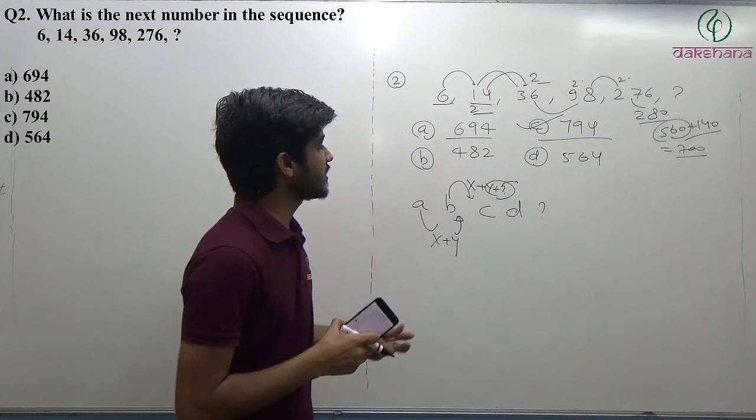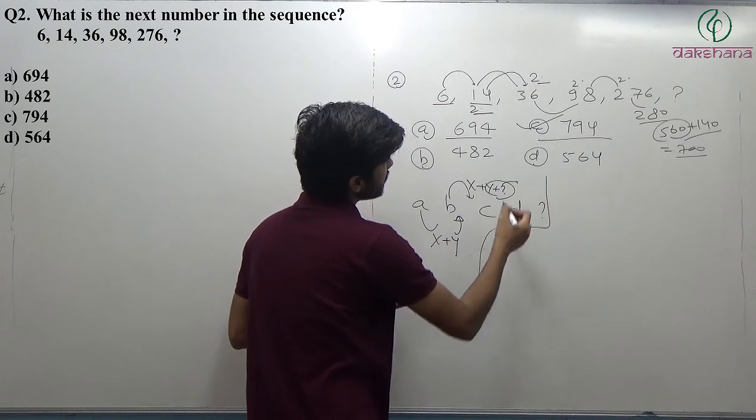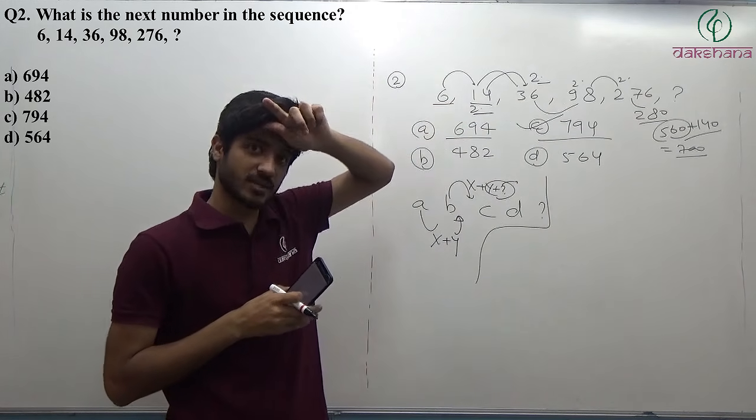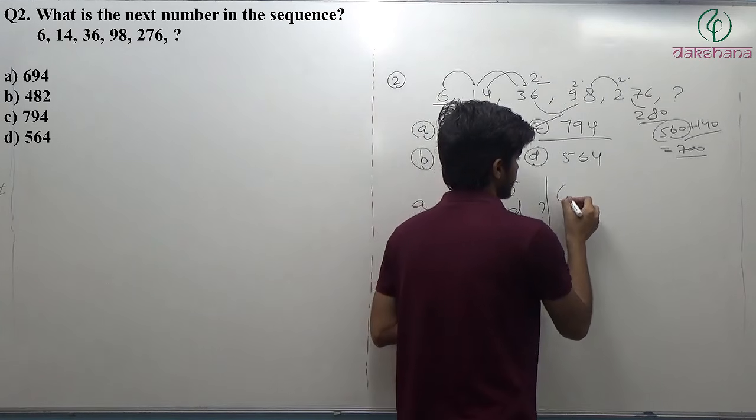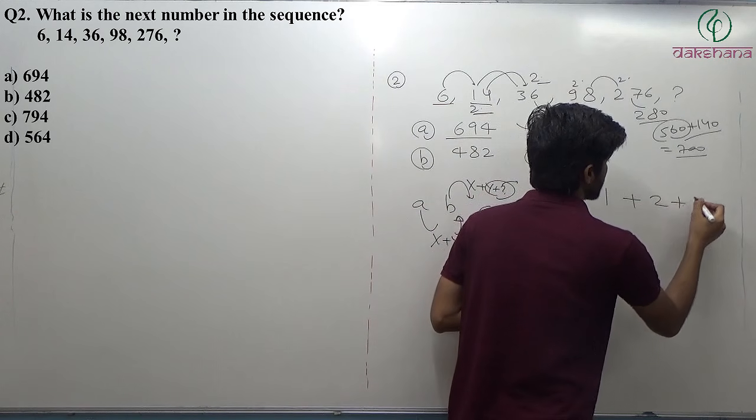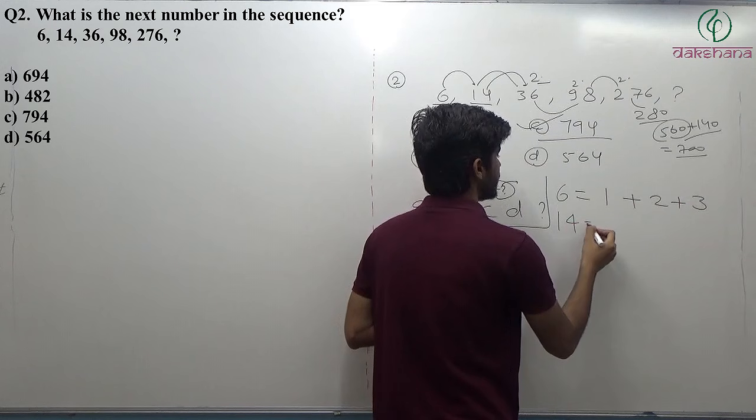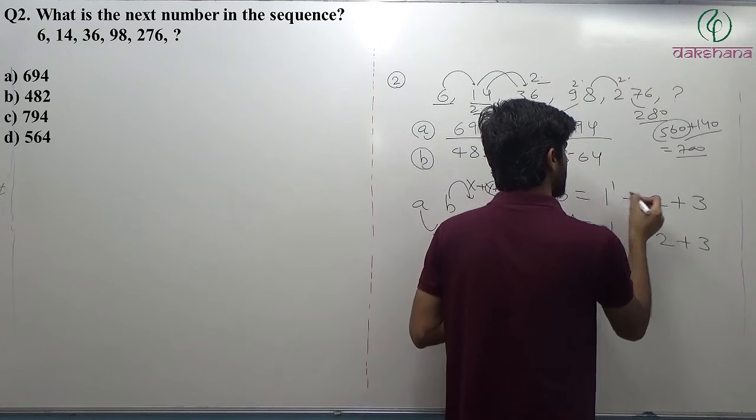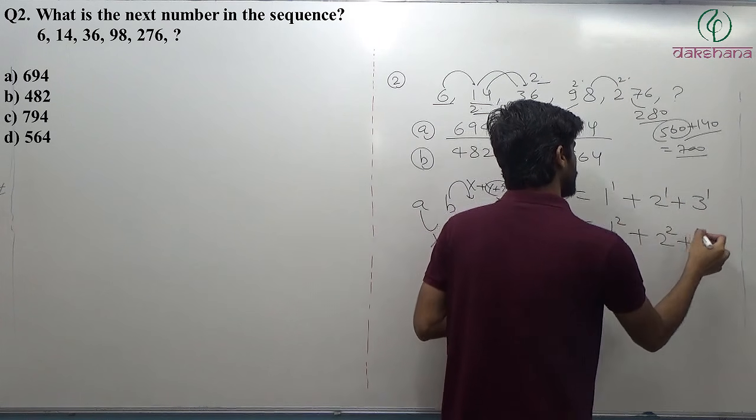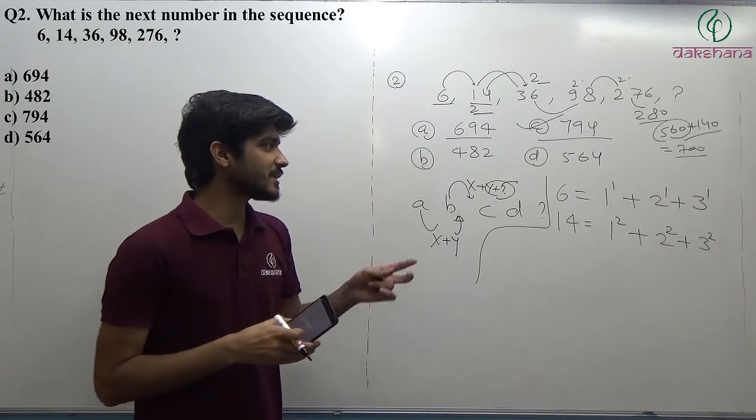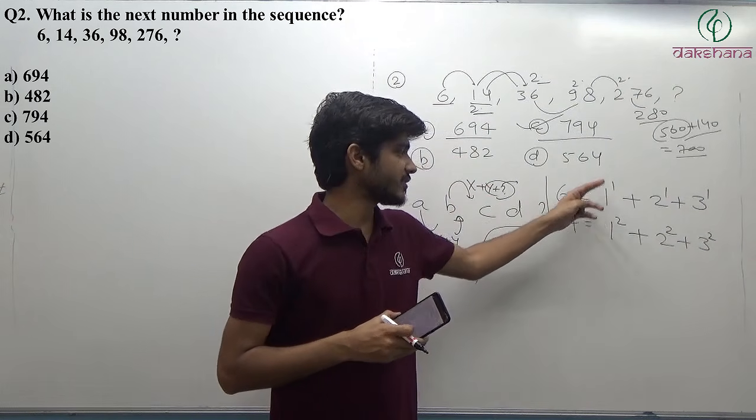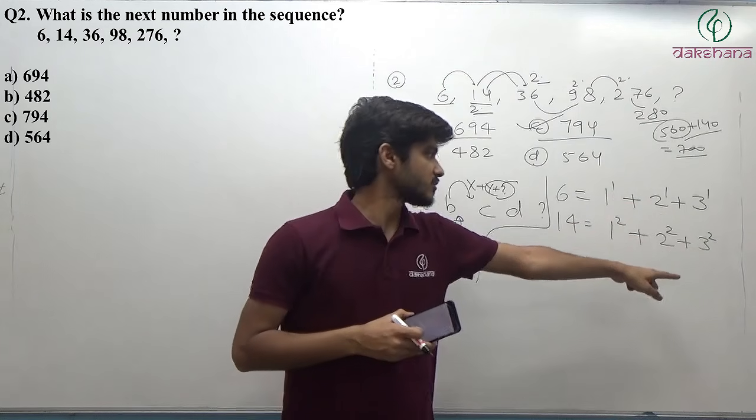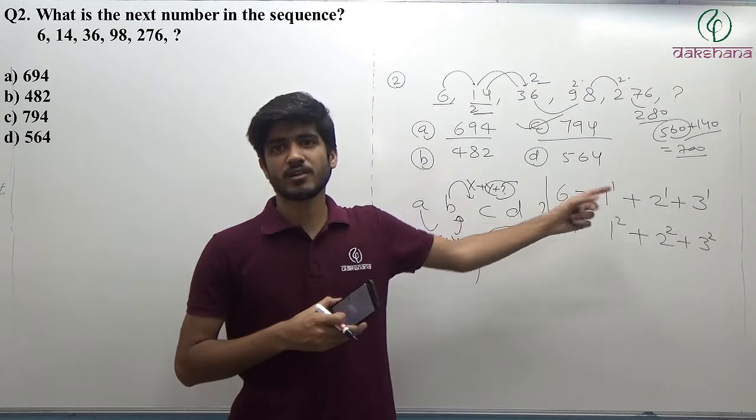So what is the exact logic behind this question? You can see there is 6, then 14, then 36, then 98, then 276. So 6 is what? 6 is 1 plus 2 plus 3, right? If you look at 6, that is 1 to the power 1 plus 2 to the power 1 plus 3 to the power 1. 14 is basically 1 square plus 2 square plus 3 square. So 3 square is 9 plus 4 is 13, and then you have 14, right?